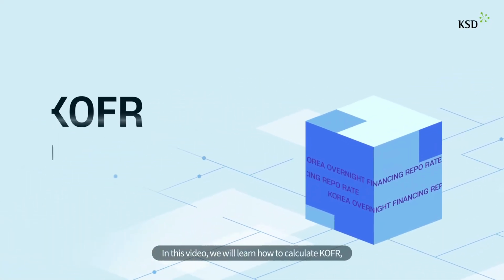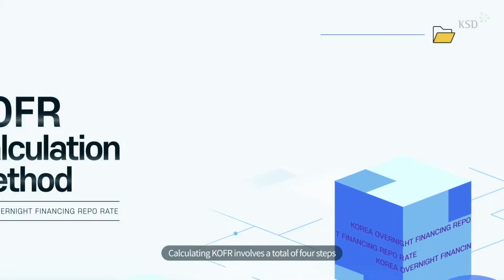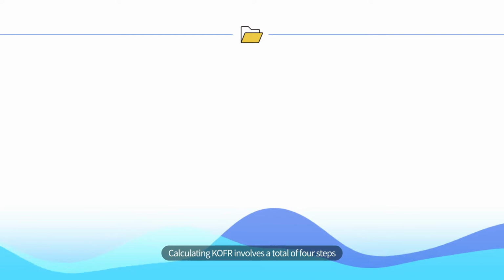In this video, we will learn how to calculate KOFR, which is the risk-free reference rate used in Korea. Calculating KOFR involves a total of 4 steps.